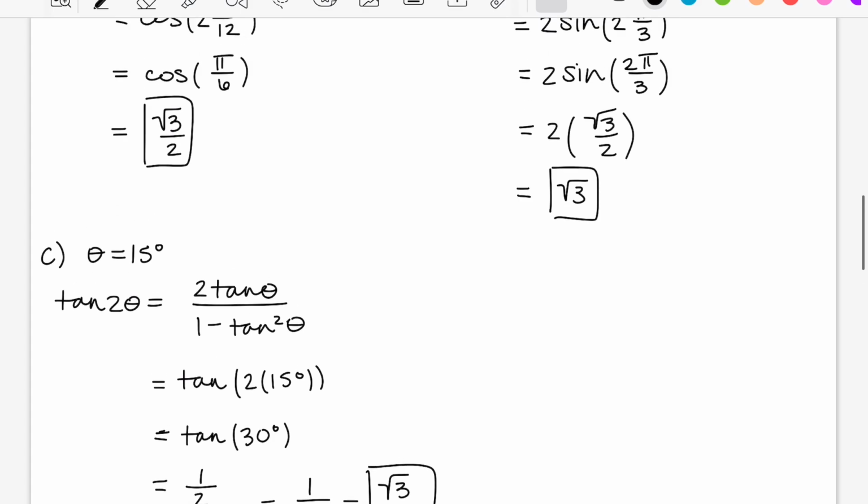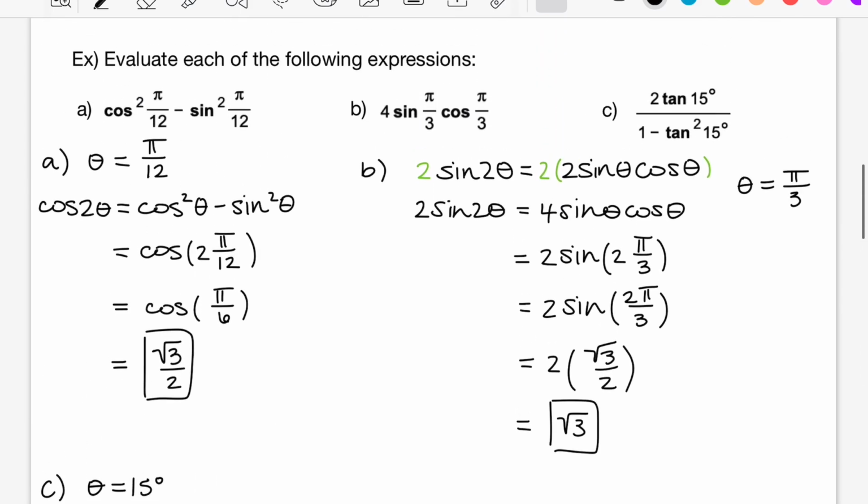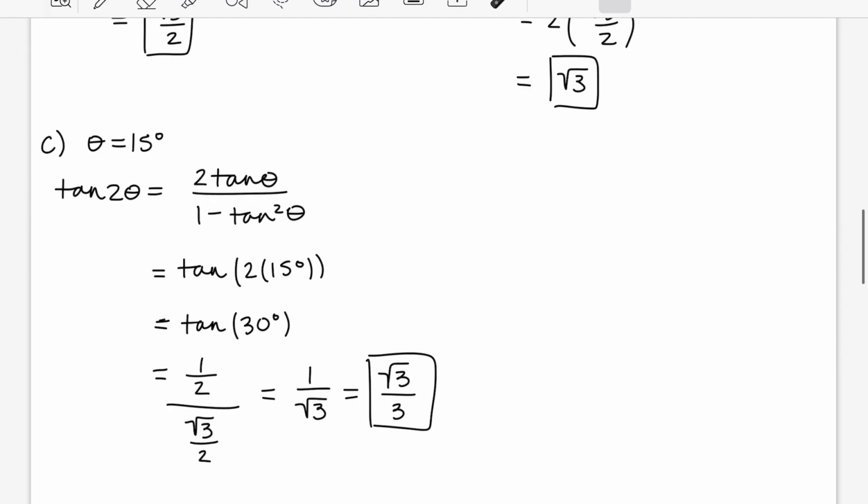So that's how we would evaluate expressions of the form of our double angle identities here. And I just realized for this example, I said tangent of 30 degrees is pi over 3, but actually 30 degrees is pi over 6. So I just wanted to make that clear. Sine of pi over 6 is going to be 1/2, and cosine of pi over 6 is going to be root 3 over 2.